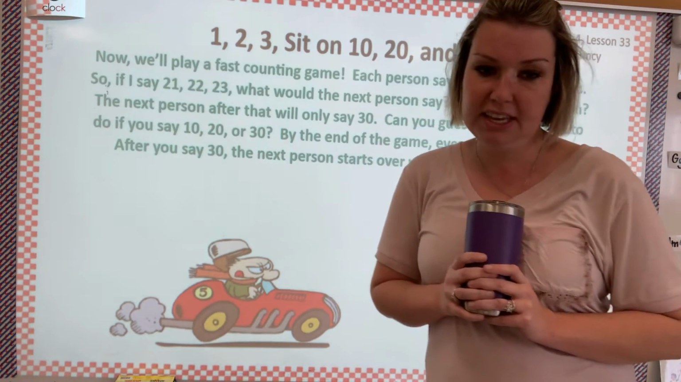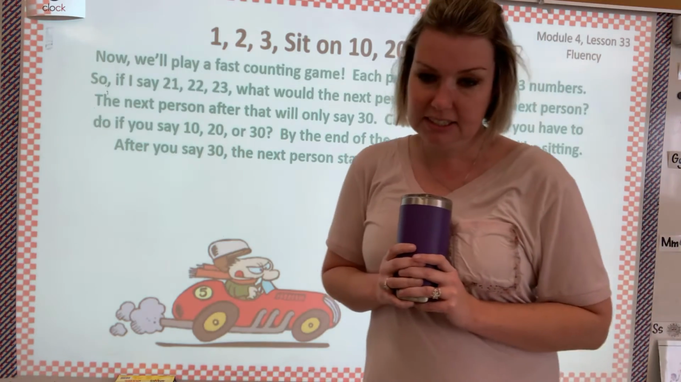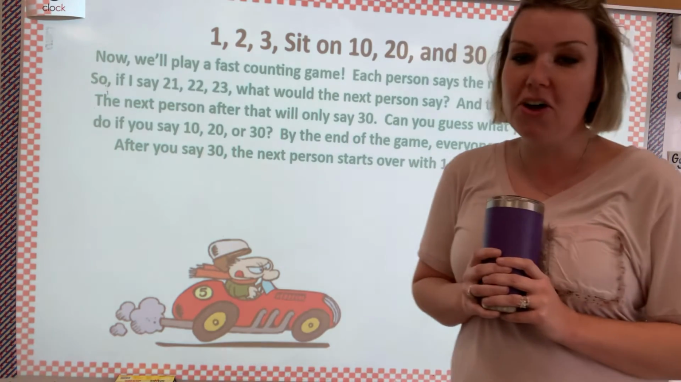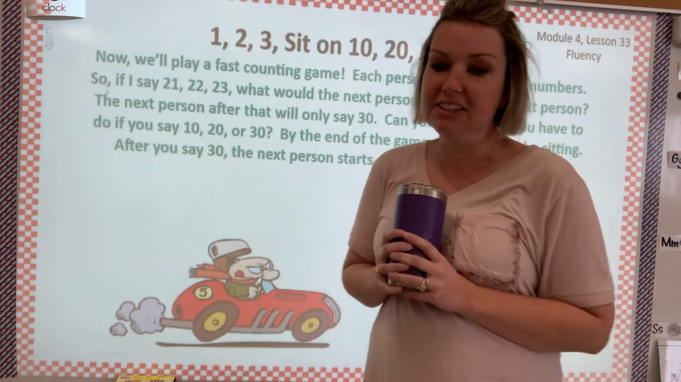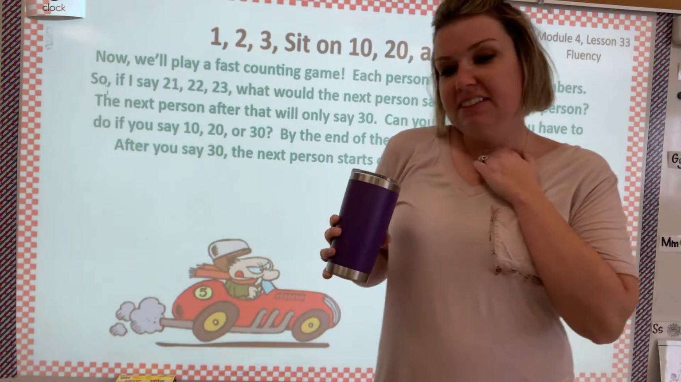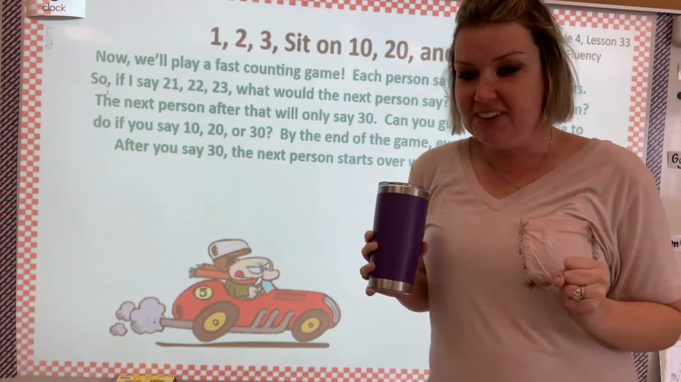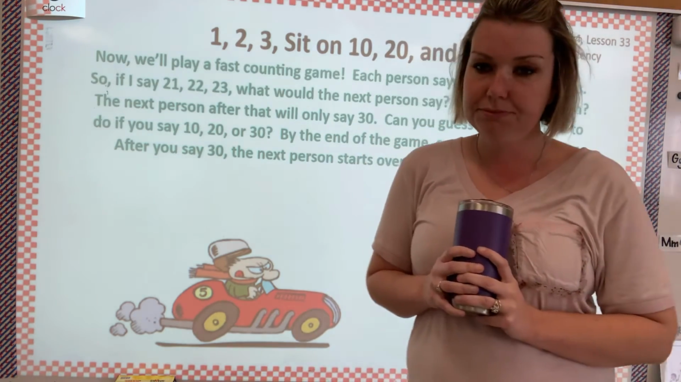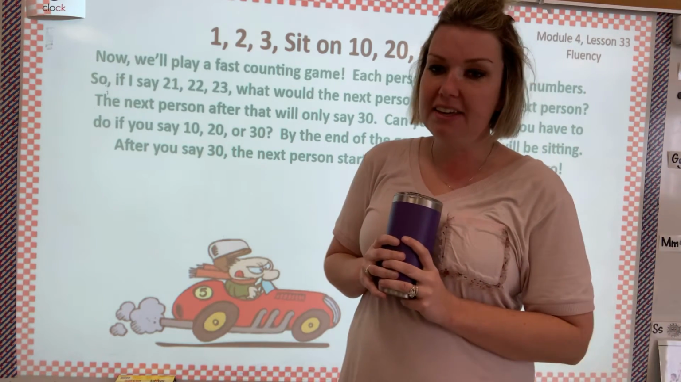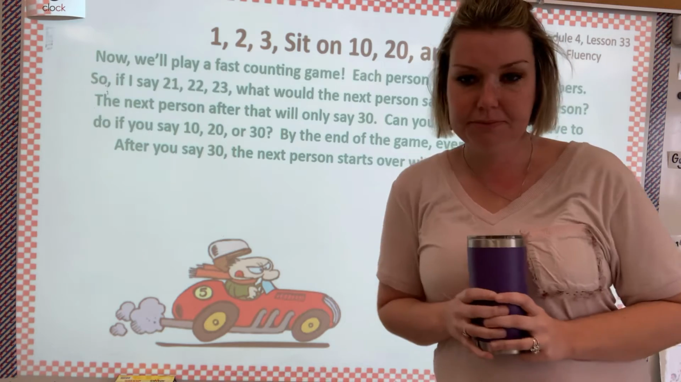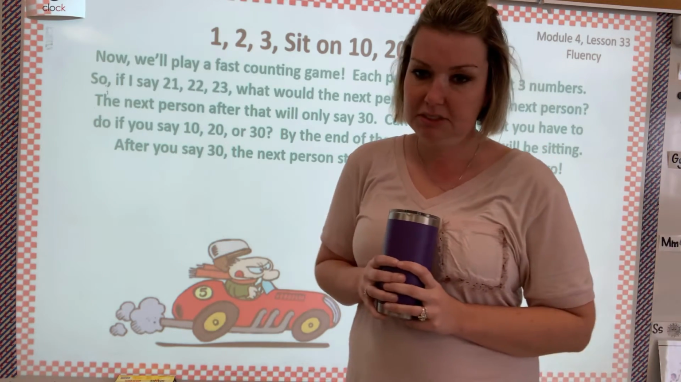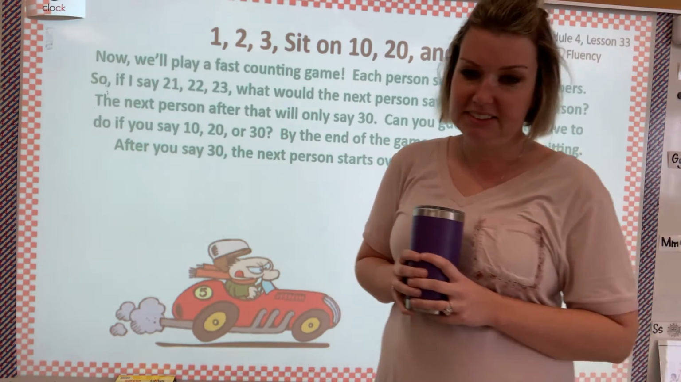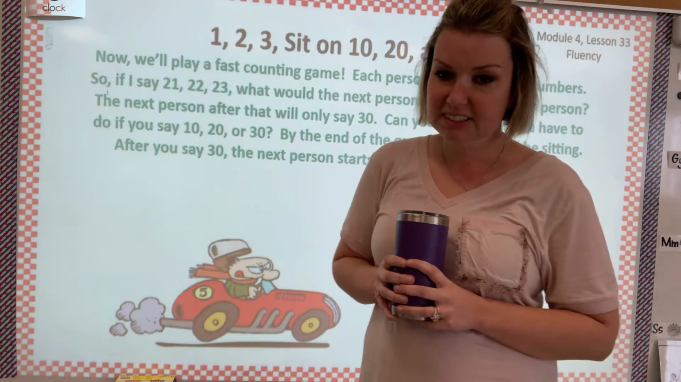17, 18, 19. Good. Not Nicole, I'm sorry. Estelle. 20. Estelle sits down. Okay, Smriti. What comes after 20? 21, 22, 23. Ryan. 24, 25, 26. Grant. 27, 28, 29. Russell.